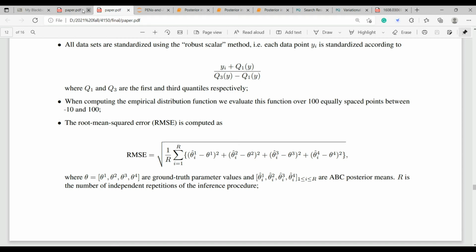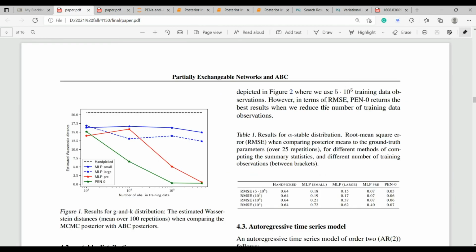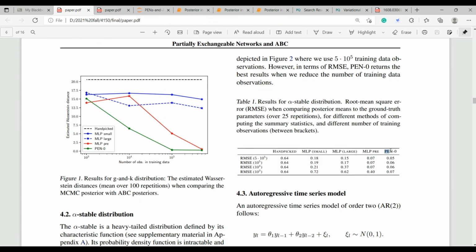From the table, we know that PN0 has the best result, and it performs better than these three types of MLP models and the handpicked one.